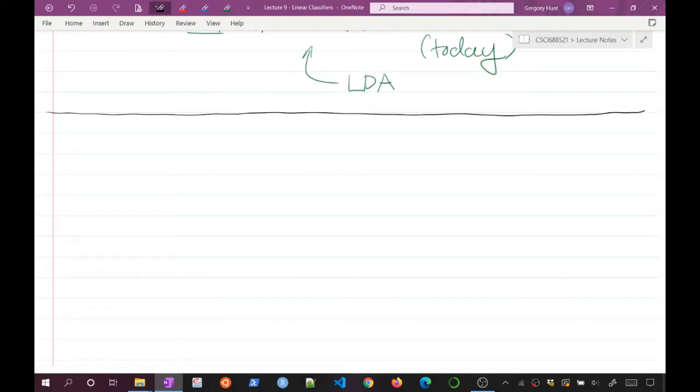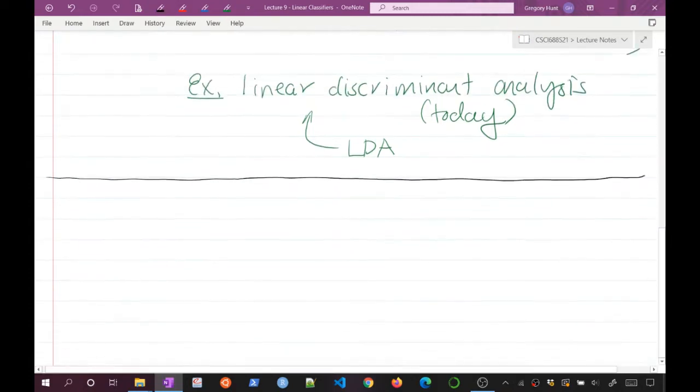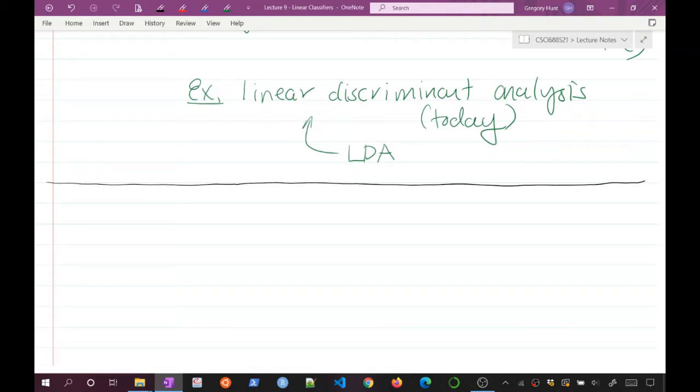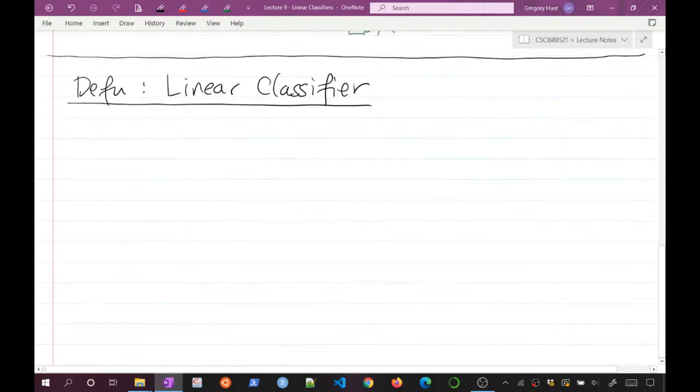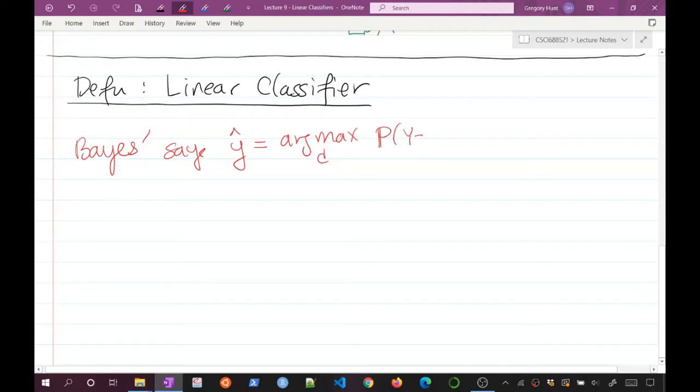Let's talk about what a linear classifier is, because this word linear comes up in the name of this method we're going to talk about, called linear discriminant analysis. So let's give a definition of a linear classifier. Our Bayes classifier, and you'll be tired of me writing this by the end of this course, says that we should predict y, that's y hat, which is the argmax over our classes of a certain probability.